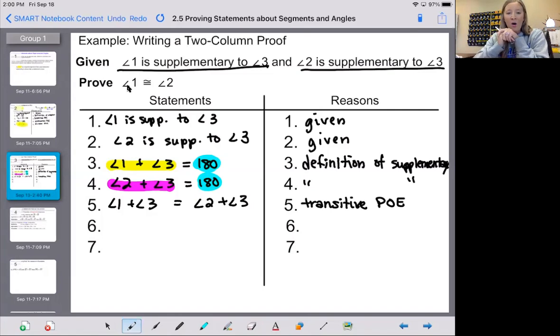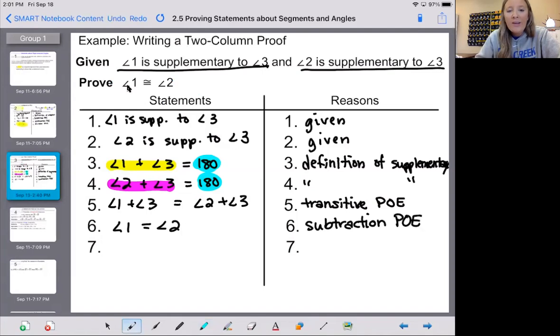So now I'm going to try to be even more creative here and figure out, eventually I need to get to this, right? I need angle 1 to be congruent to angle 2. So to get there, how about I first of all get rid of the angle 3's? So if I have angle 1 equals angle 2, how did I do that? Well, all I did was subtract angle 3 from both sides. So that is the subtraction, POE.